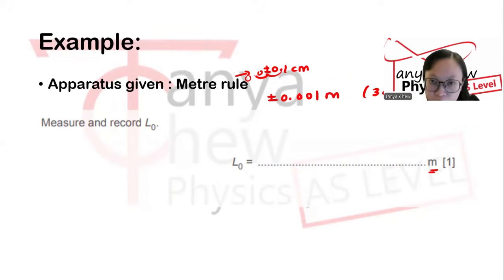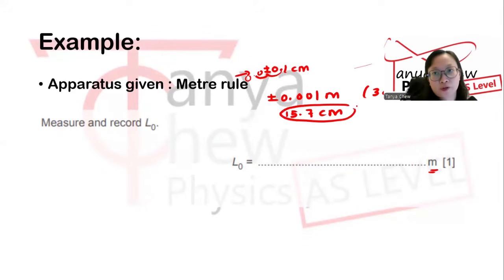Whenever you take your measurement, let's say the measurement on your meter rule is 15.7 cm. All you need to do first is take this reading and change it to meter. You just divide it by 100, shift the decimal point by 0, 1, 2. So you get 0.157. Since the absolute uncertainty has 3 decimal points, your readings must be recorded to 3 decimal points as well. That is how you gain marks.